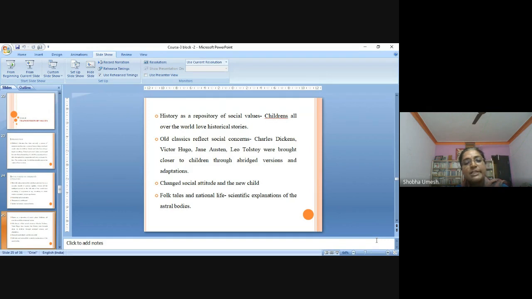And also folk tales and national life, which explore the scientific explanations of the astral bodies. So the present generation of children love to see space, because when we look into Asimov and other writers, they talk much about the scientific world, the technological world, where everything has been digitalized. And so, with folk tales and national life, they also talk about the Milky Way, the galaxies, the planets, all those things.